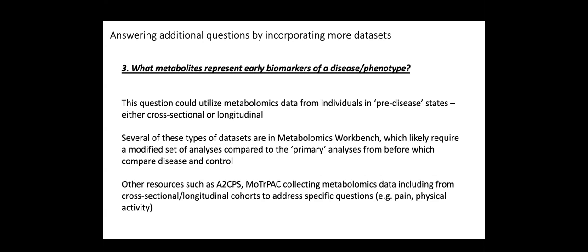and this could utilize data at pre-disease states, some of which is in Metabolite Workbench, but may require slightly different analyses. Other resources in Common Fund, for example, A2CPS and others, are collecting metabolomics data in preceding stages of disease that could be used to address whether altered level of a metabolite is a biomarker of future development of a disease.